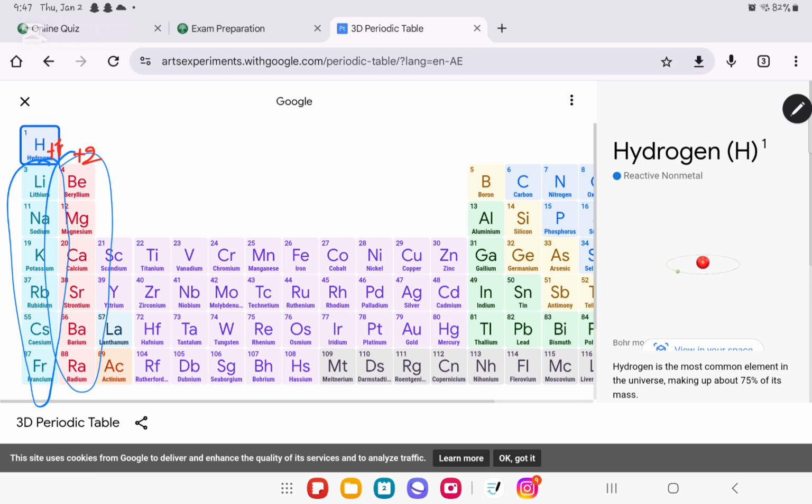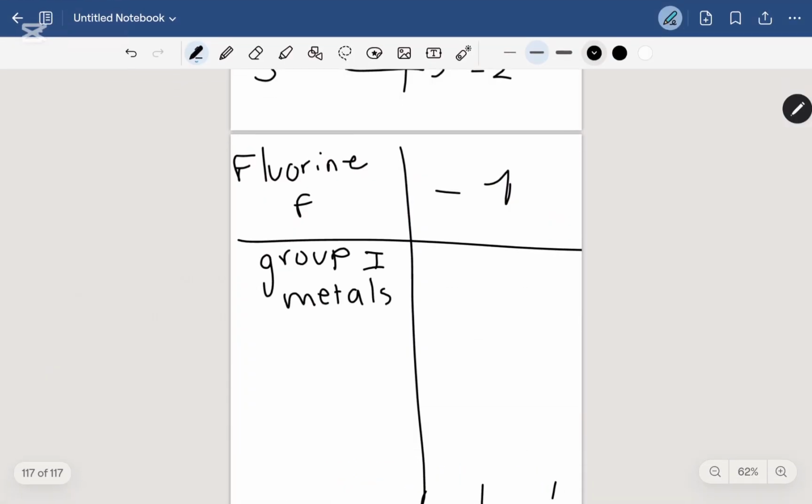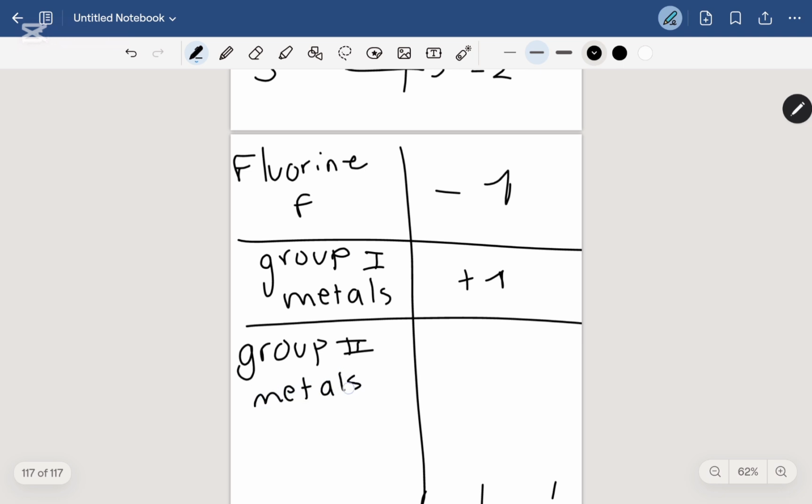So in other terms, let's take for example Li plus and Mg2 plus. Because they are simple ions, the oxidation number is going to be their charge. So here it's going to be +1, here it's going to be +2. Going back to our table, that means group 1 metals have a charge of +1, and in the same way, group 2 metals have a charge of +2.